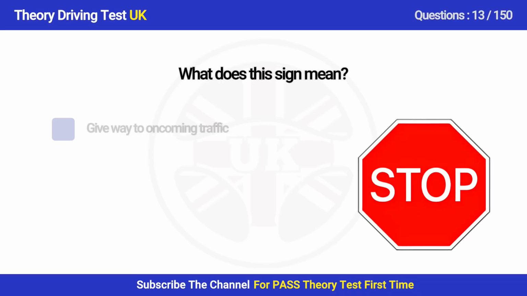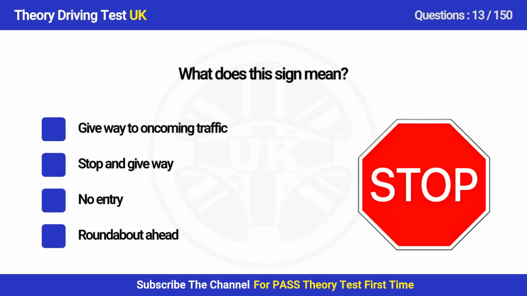Question 13. What does this sign mean? A. Give way to oncoming traffic. B. Stop and give way. C. No entry. D. Roundabout ahead.